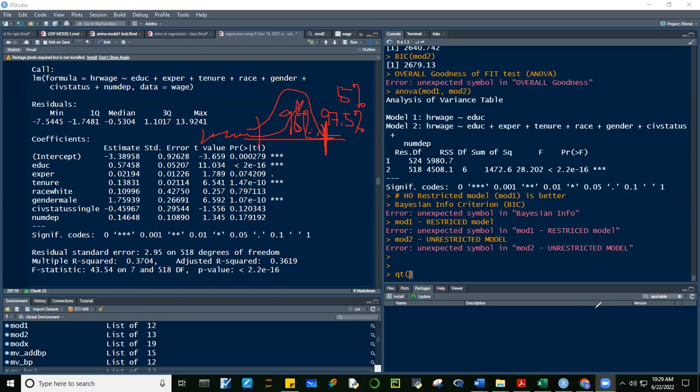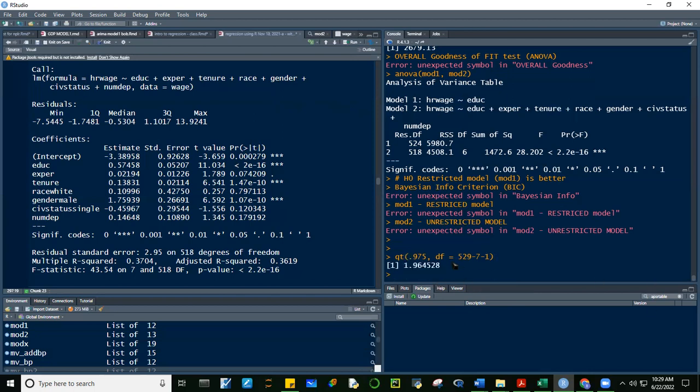We use the function Q, kasi t-stat. Pag normal siya, qnorm. Okay, so we use the .975. And then we need to define our degrees of freedom, equal to ang 529 natin minus k natin, which is 7 minus 1. So that's actually yung 518 natin. Okay, so we'll be able to compute for the critical value. Ito 1.96.